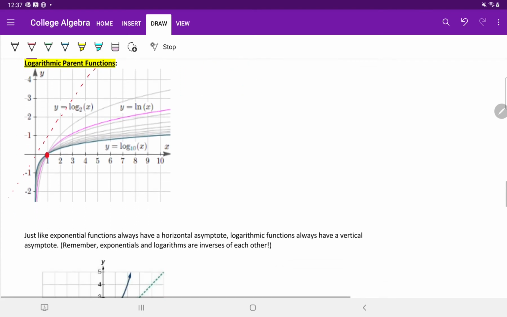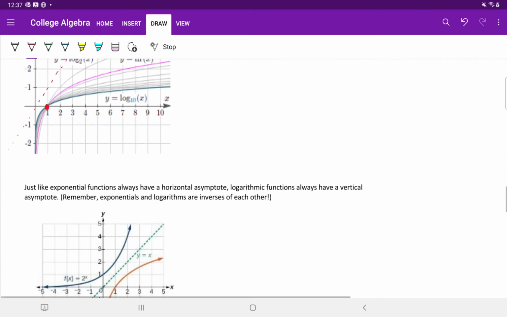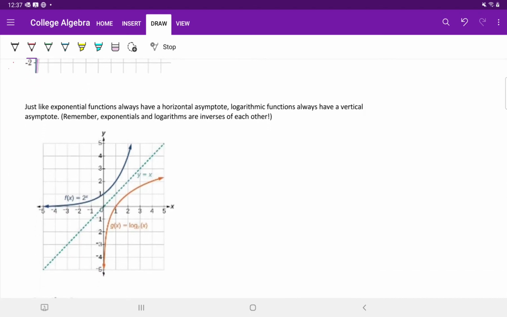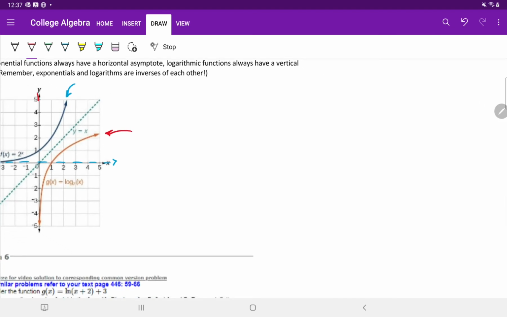So just to reorient ourselves, remember that exponentials and logarithms are inverses. So a lot of the things that are true about exponentials are going to also be true about logarithms. For instance, exponential functions like this one have a horizontal asymptote. So their inverses, logarithmic functions, will have a vertical asymptote.